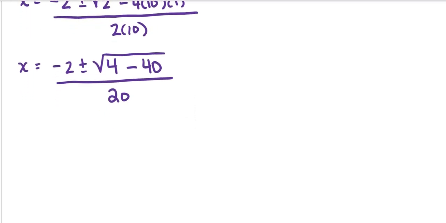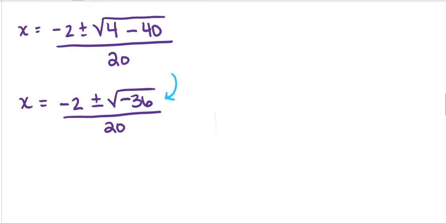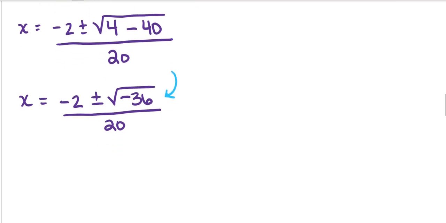4 minus 40 is negative 36. So we've got negative 2 plus or minus the square root of negative 36 all over 20. Square root of negative 36 is a complex number. It is equal to 6i, because square root of 36 is 6, and then square root of negative 1 is the imaginary unit. So negative 2 plus or minus 6i all over 20.